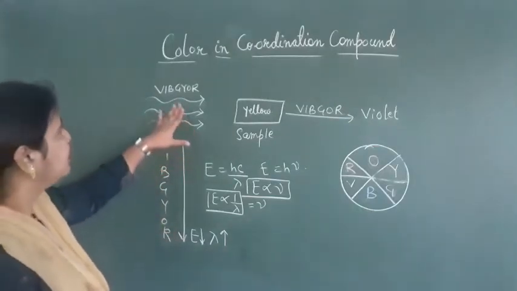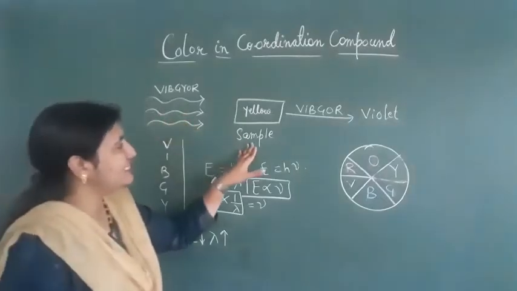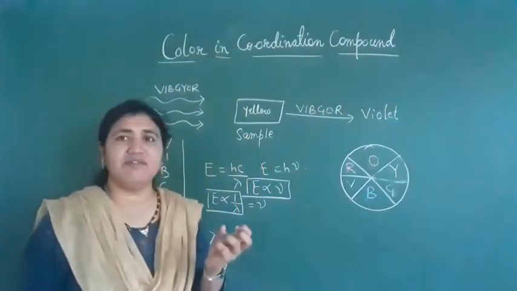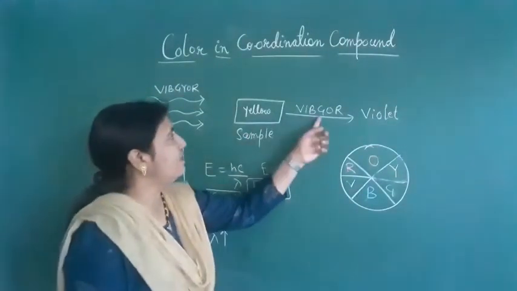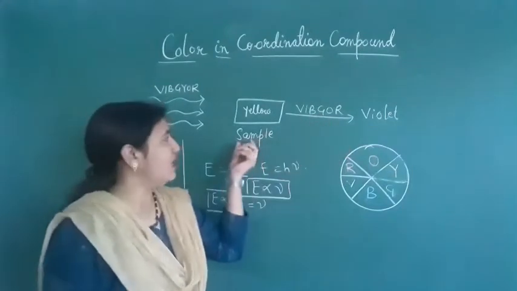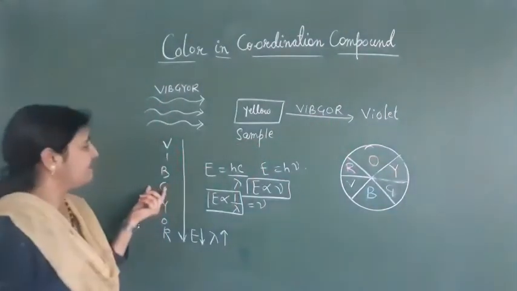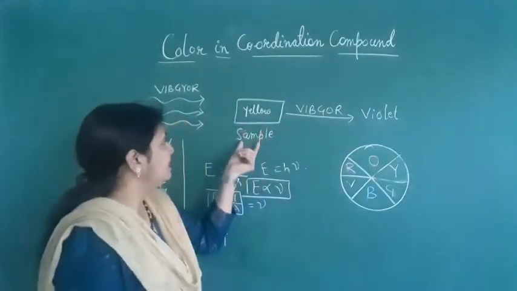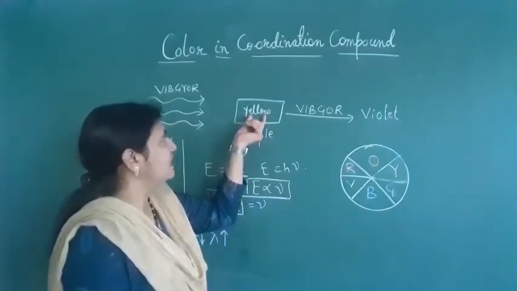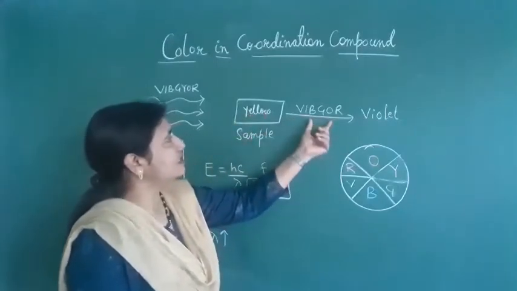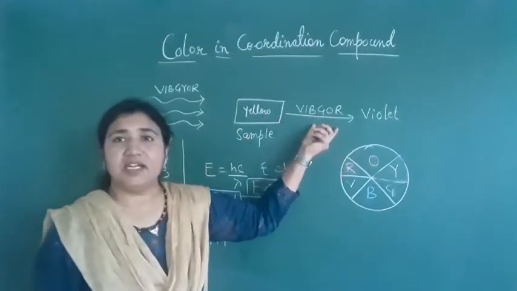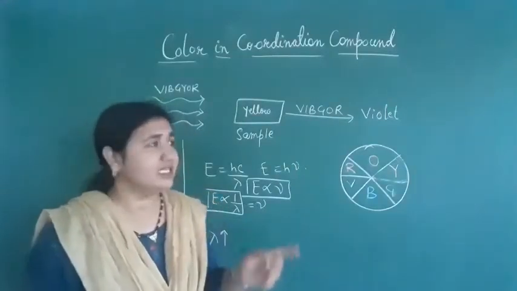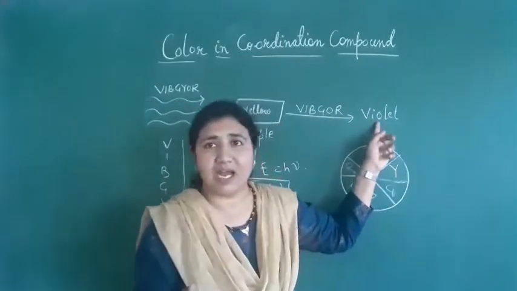Now, when this white light falls on any sample or substance, the substance absorbs some wavelengths and reflects the remaining wavelengths. Suppose the sample absorbs the yellow color wavelength and the remaining colors get reflected. These reflected colors add to each other and form a complementary color. That complementary color can be seen by our eyes.